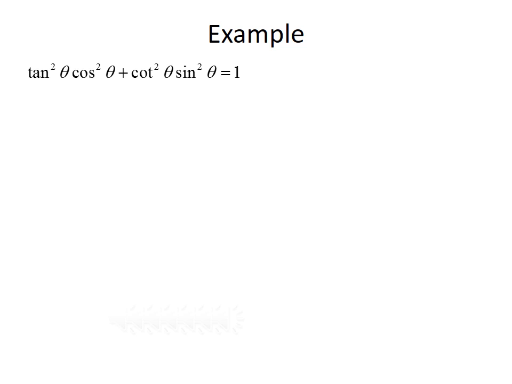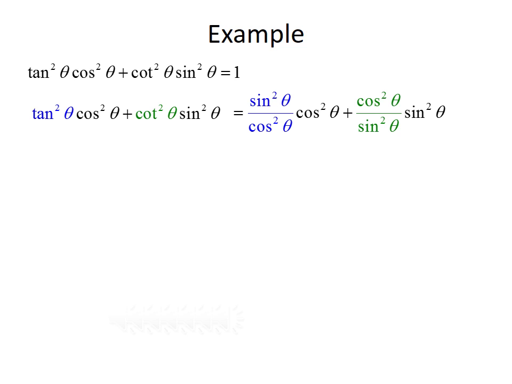Here's another example. We want to show that tangent squared theta times cosine squared theta plus cotangent squared theta times sine squared theta equals 1. So we start with the more complicated side of our equation. Tan squared theta, cosine squared theta, plus cotangent squared theta, sine squared theta. We're going to use the quotient identities to rewrite tangent and cotangent, so we'll have sine squared theta over cosine squared theta times cosine squared theta, plus cosine squared theta over sine squared theta times sine squared theta.